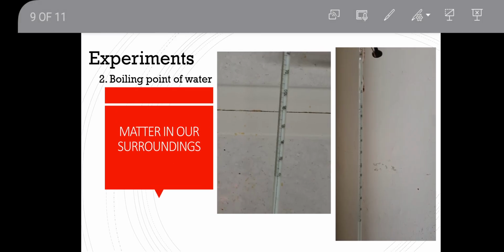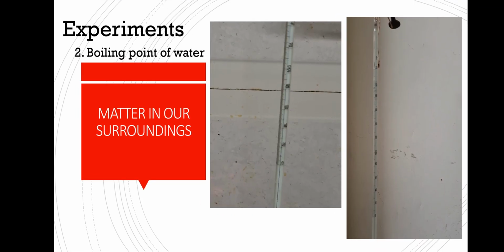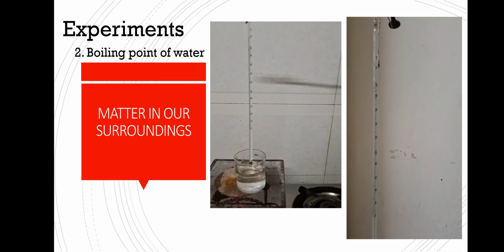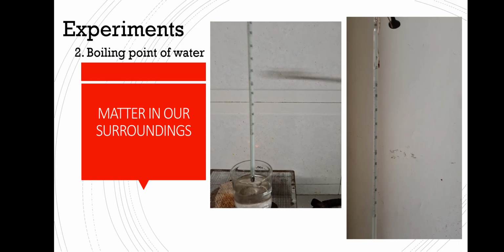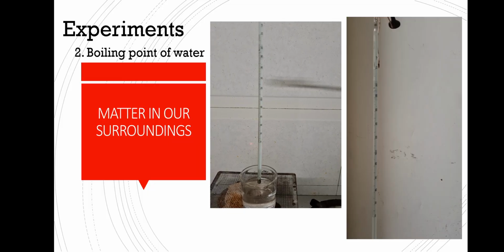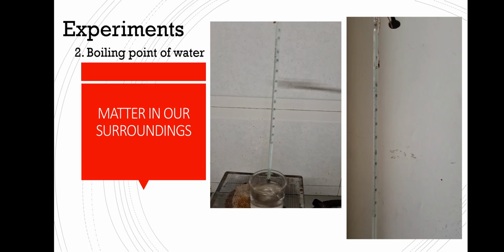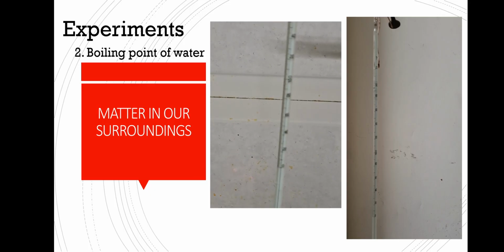Then the boiling point of water. Now you can see this. The water is getting boiled. Now you know in Fahrenheit it is 212 degrees Fahrenheit, whereas in Celsius it is 100 degrees Celsius.